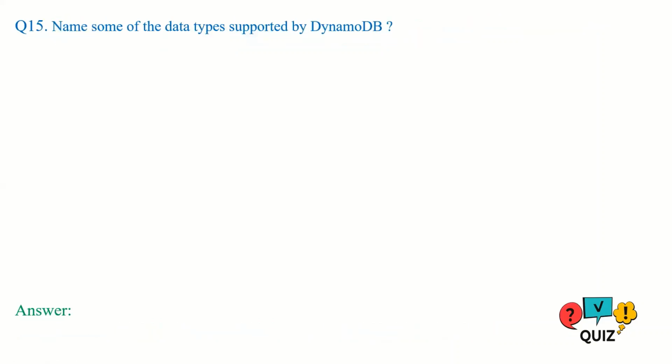Good. Here comes the last question. Name some of the data types supported by DynamoDB. Structured and unstructured data. Okay, once we do this lab exercise, you will get to know the details. So it supports 4 types of data types: binary, number, Boolean, and string. Okay, good.